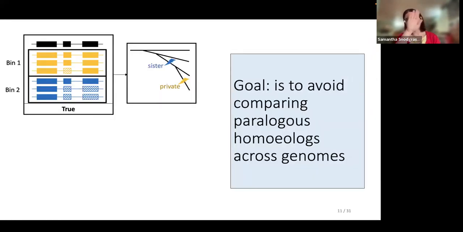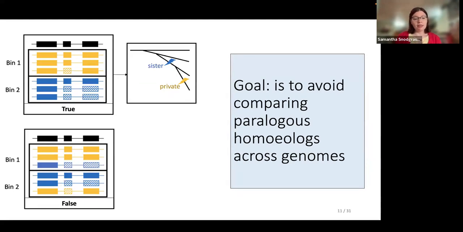So that's the overarching goal of these methods. And one of the tricky parts about this is we want to avoid comparing paralogous homologs across all of these genomes. So let's take that cartoon example I used in the last slide and say that that's the true assignment, that those homologs in bin 1 are truly from the same subgenome, and those homologs in bin 2 are truly from that other subgenome.